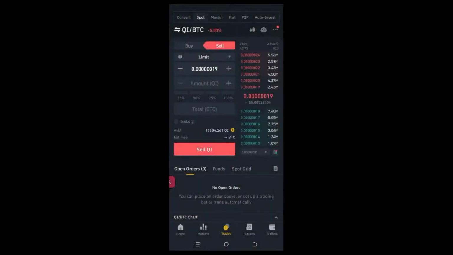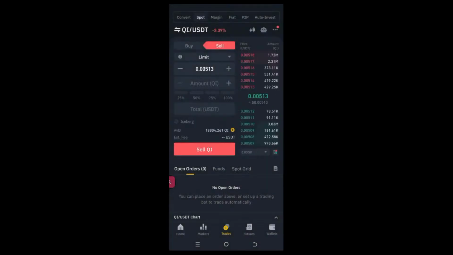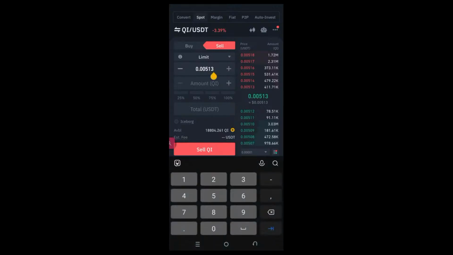Oh no, this is QIBTC. Let's go back to QIUSDT. So we're going to set a sell limit and just wait for it to execute. We don't know how long this is going to take. A couple of days, a couple of hours. We don't know. So what we're going to do is change this to 5.4 because that's the only way.